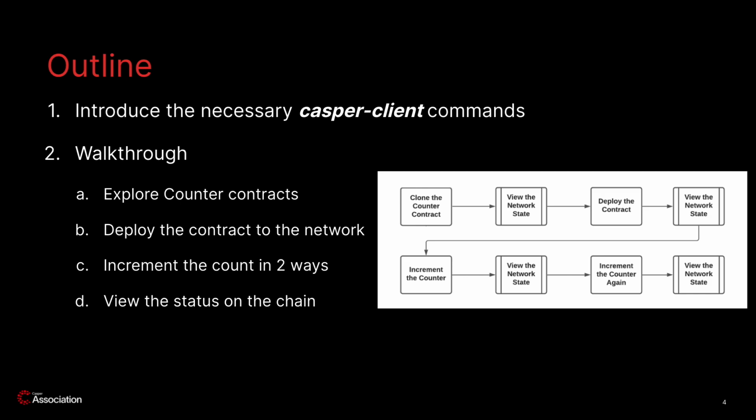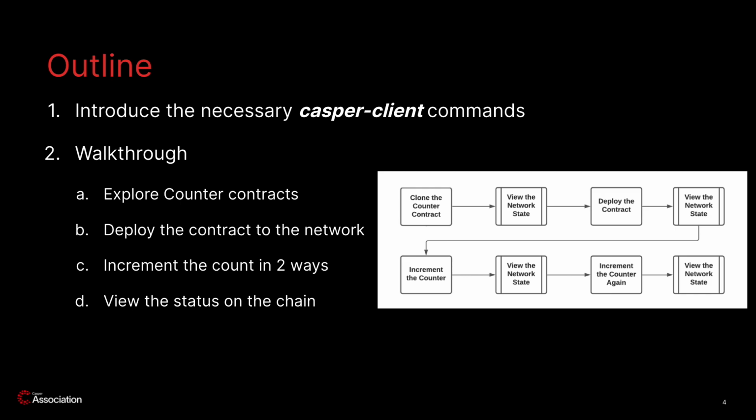What we're going to do is, 1, clone the counter contract and look at the source code briefly. 2, check out what the network looks like before anything is deployed to it. 3, then we will deploy the contract and see what happens on the network. And then 4, we will increment the counter in 2 different ways so that you can get a sense of different ways of interacting with the chain.